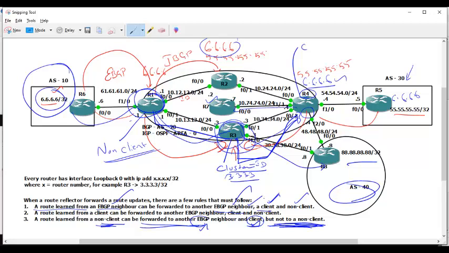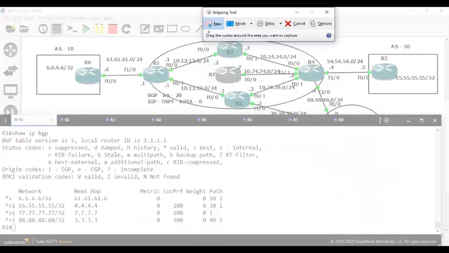Point number 1. Point number 2 is, if route is learned from a client, what did you learn? 5555. Can be forwarded to eBGP, can be forwarded to another client, which is router 7 is a client, and can also be forwarded to non-client, which is R1. That also we saw. So what is the complicated point in this route reflector is, many people will not know the third line. Third line, if you know, you will be able to answer all interview questions in route reflector.